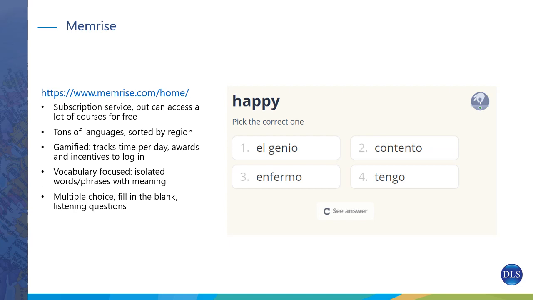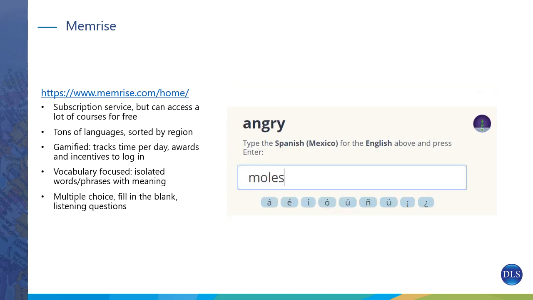Memrise has a variety of activities, such as multiple choice, like this, matching the English expression to the target language one. In addition to multiple choice, they also have some fill in the blanks or short answer questions. So for example, they have to write the Spanish word for the English word that they see.